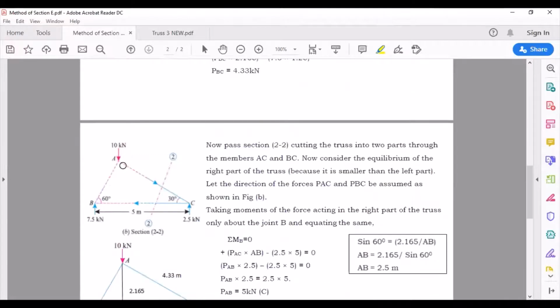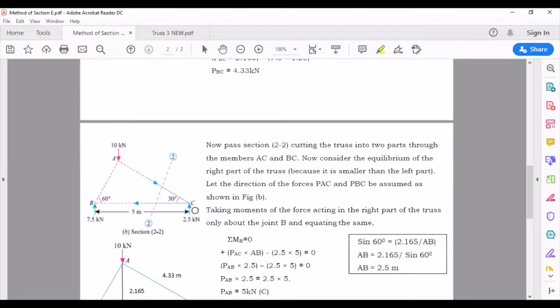Now again you have cut section 2, so again you have two parts. One is the right of the section, which is in solid lines, and the left of the section, which is in dotted lines. Here I will consider the right of the section, because I have fewer forces to the right of the section. I'm basically interested in calculating this member force AC.